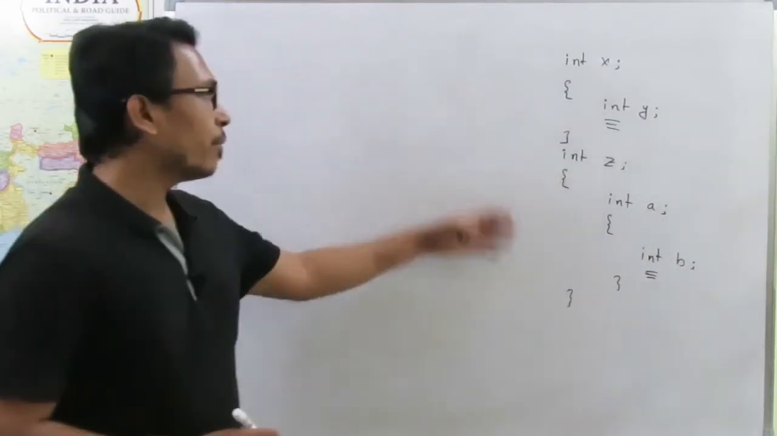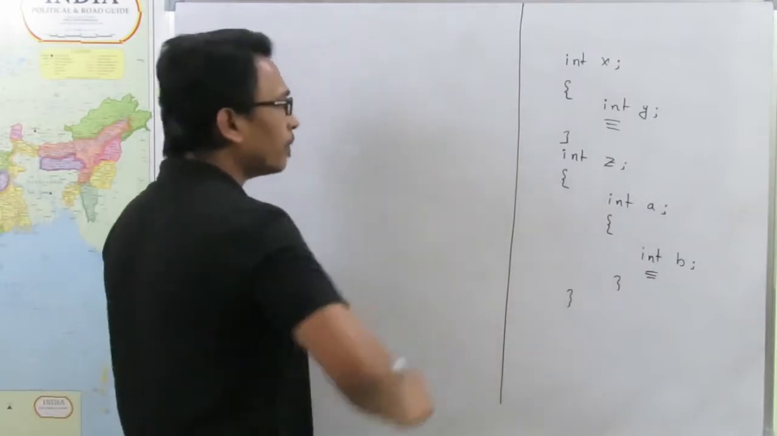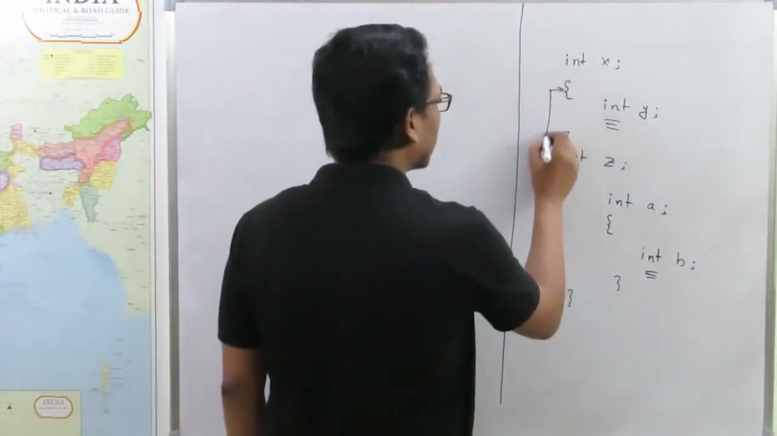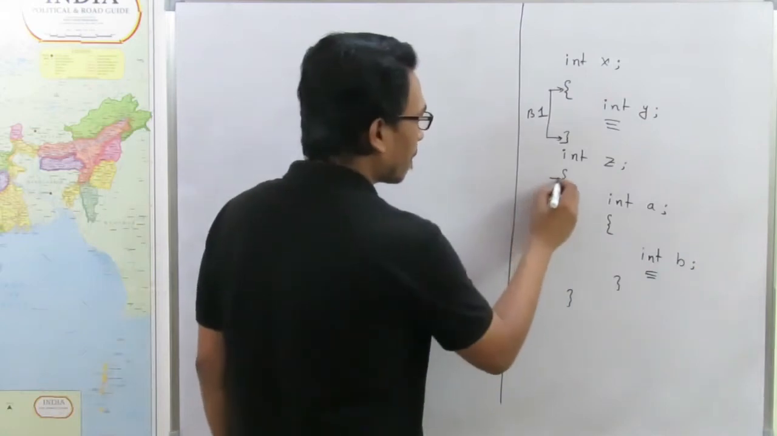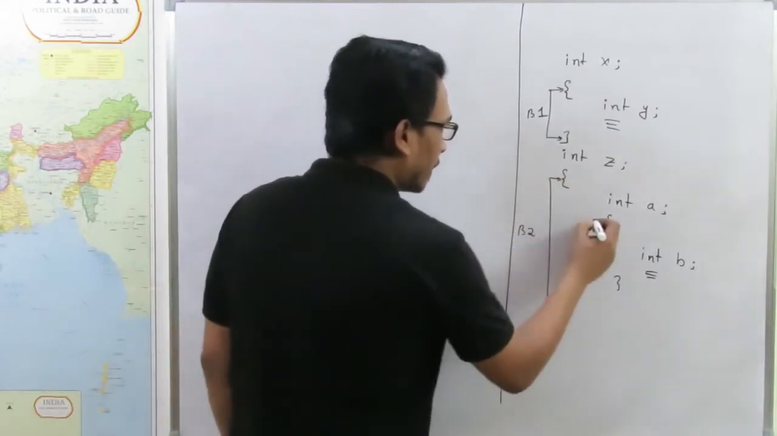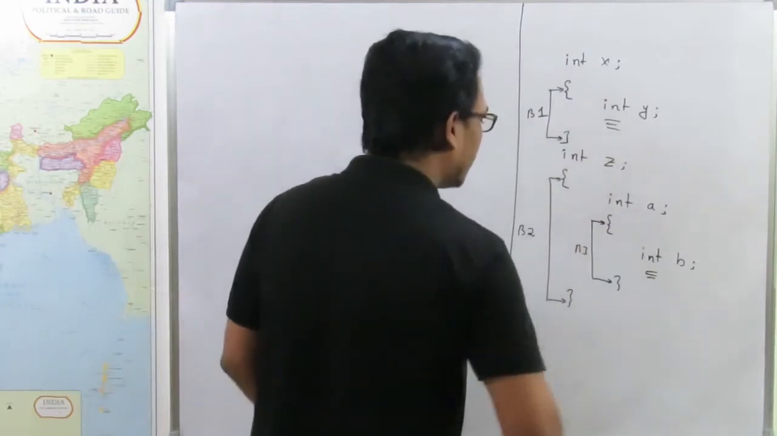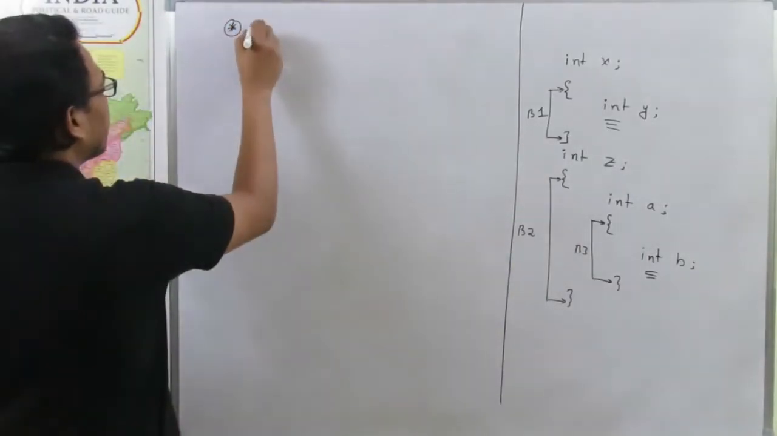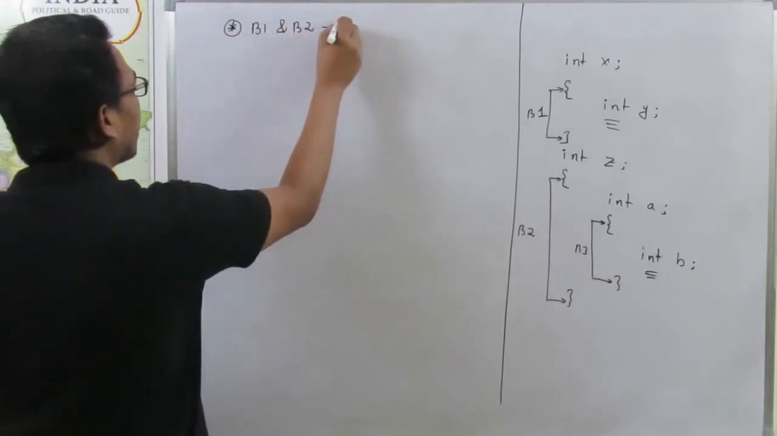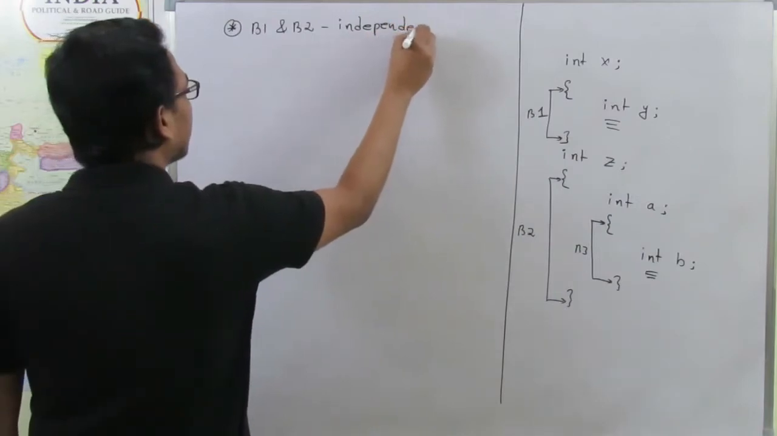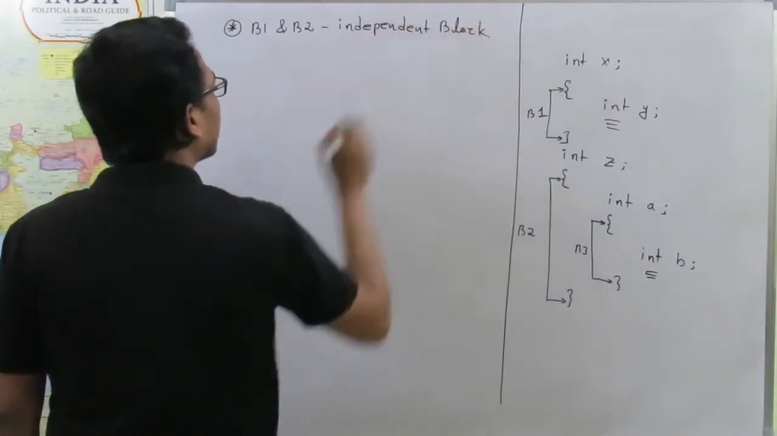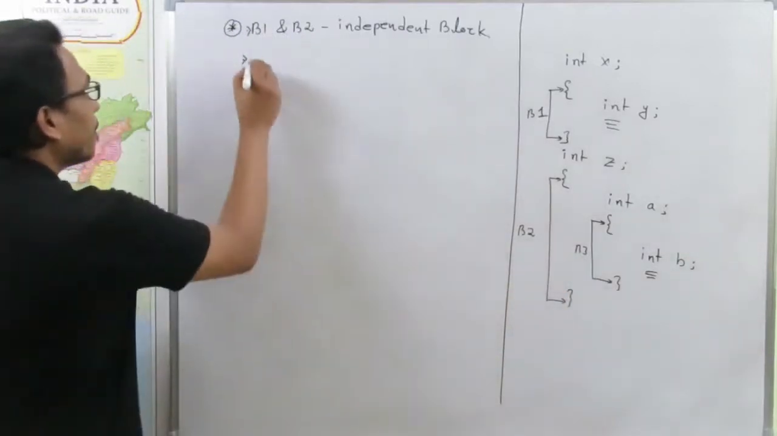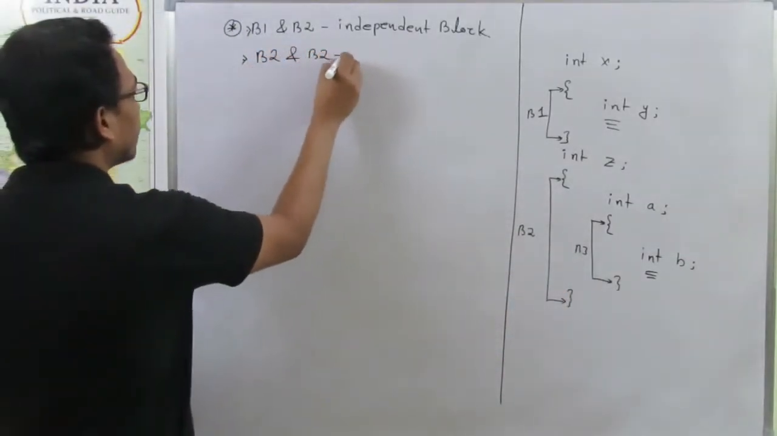So in this particular scenario, how many blocks do we have? We have a total of 3 blocks. Let's say this one is the B1 block, this one is our B2 block, and then this one is our B3 block. The first thing is that B1 and B2 are independent blocks. The next point is that B2 and B3 are nested blocks.